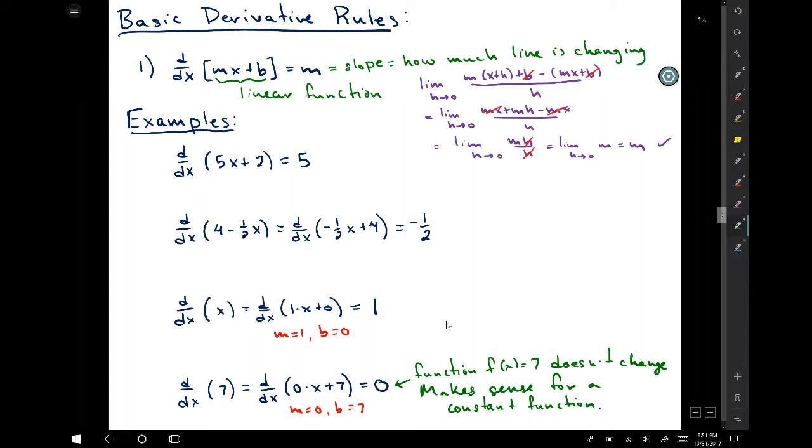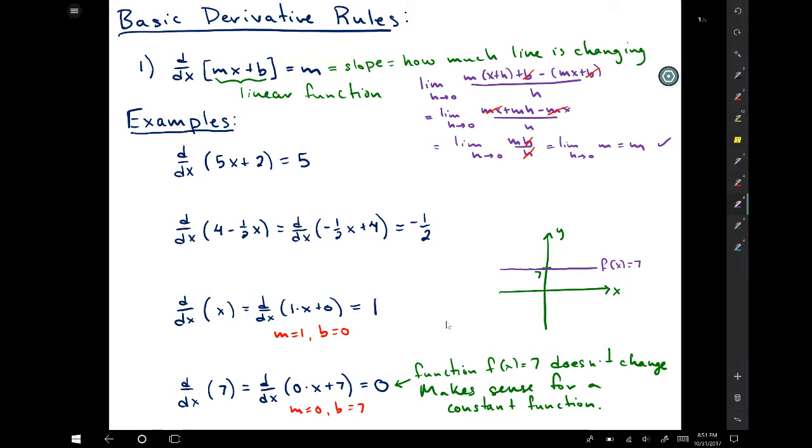And if you would like, I can graph this function quickly for you. So here's my x-axis and my y-axis. And if this is the value 7 right here, then f of x equals 7 is this line right here. So this is f of x equals 7. And you look at that and you say, yep, yeah, that function doesn't change. It stays the same all the way across. Okay, so that is our first derivative rule.